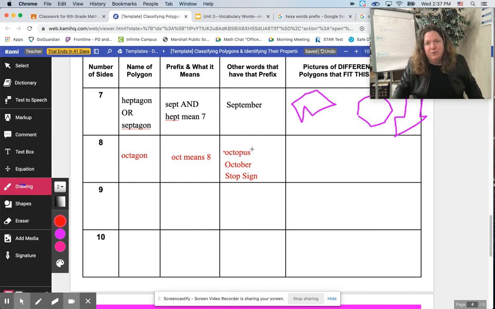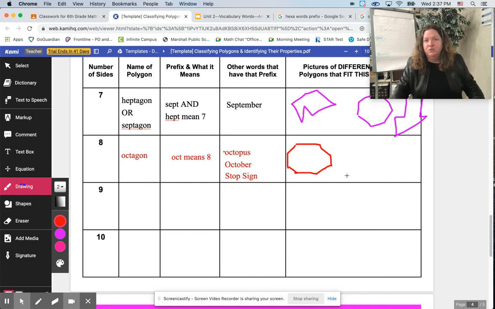So there's octopus and October. Both start with oct, and of course the stop sign. So go ahead and draw your different, there's the stop sign, 2 lines, one on top, one on bottom, then 2 lines on the side, and then connect all the lines together. That's how I draw an octagon. Now, again, it's not the best octagon ever, but there's my best try at doing a regular octagon.